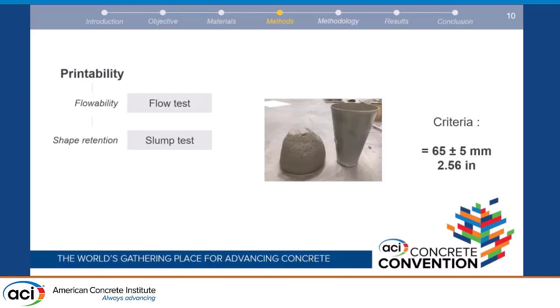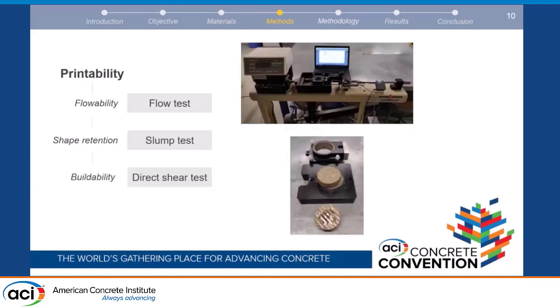So we set the criteria to approximately 65 millimeter slump. And finally, for the buildability, we use the direct shear test with circular shear boxes at 30 minutes and 60 minutes. And through a regression with the slump test result, we get a linear thixotropic structuration rate named ATIX.